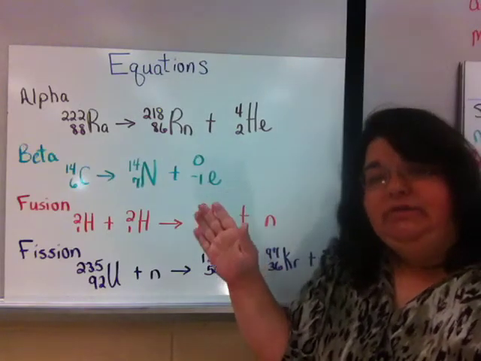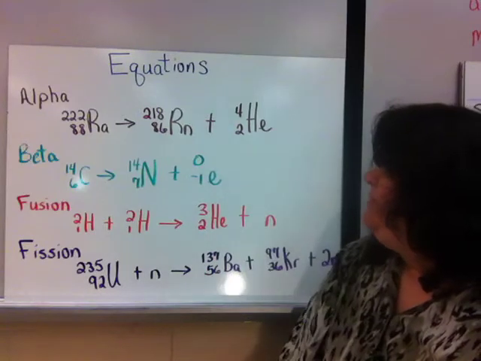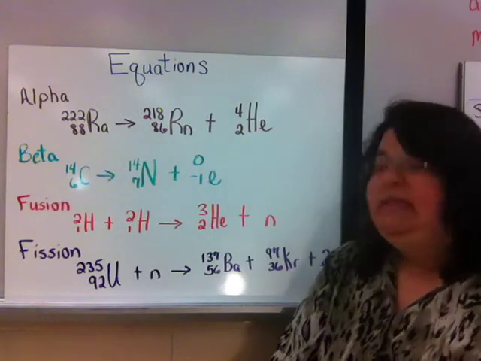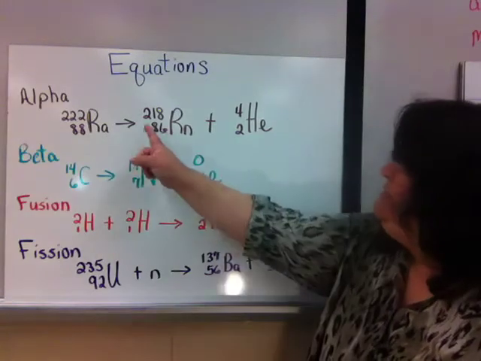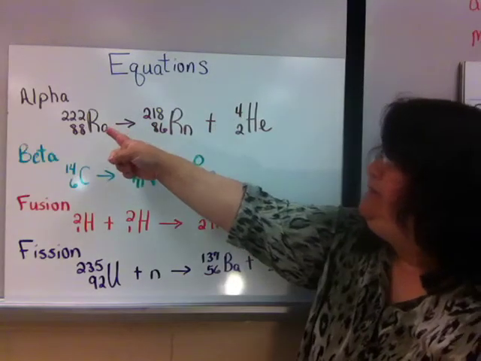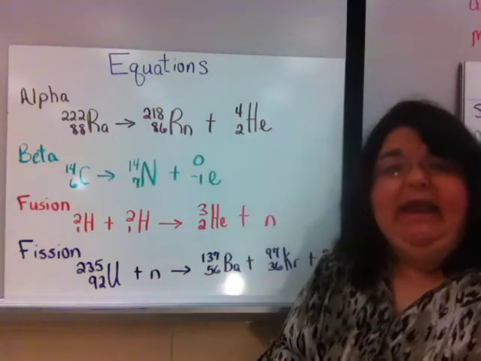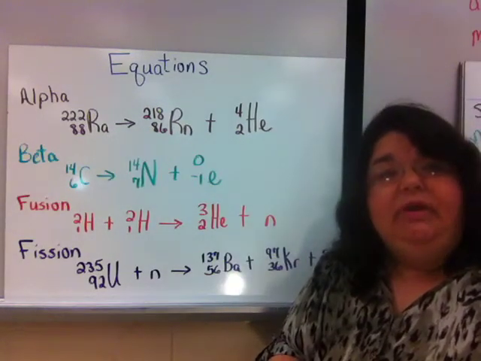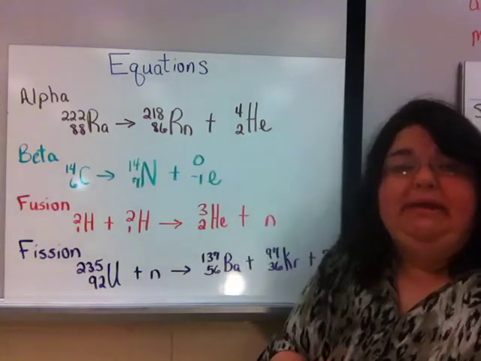Now, this looks more complicated than it is. If you ignore for a moment the symbols and just look at the numbers, this is a simple addition equation. 218 plus 4 is 222. 86 plus 2 is 88. Now, where the different numbers come from are from the periodic table. This bottom number is my atomic number.